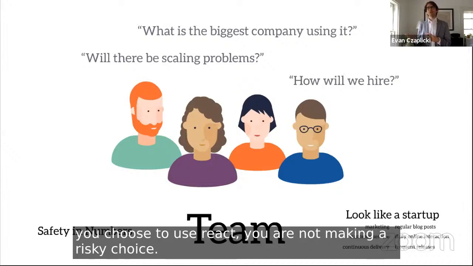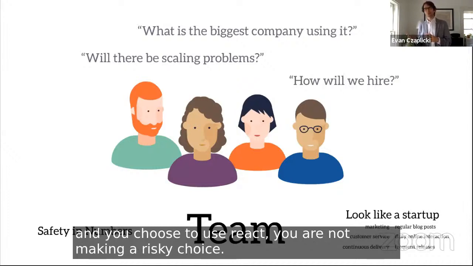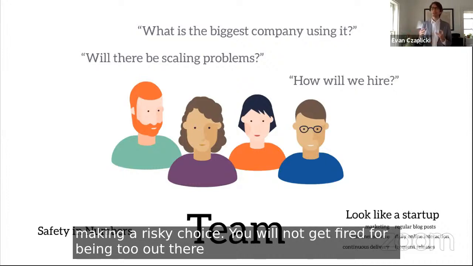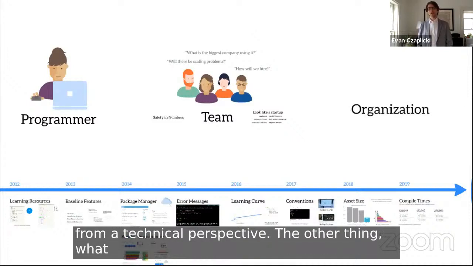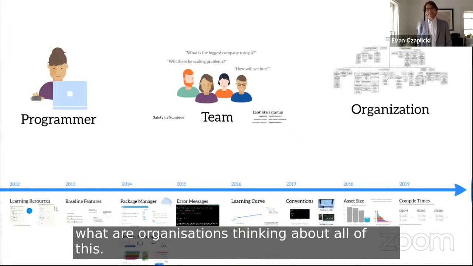Like you're not going to get fired for being too out there, or you're not going to have to fight with anybody. And so I don't know to what extent you can address that from a technical perspective. So the other thing to think about is, what are organizations thinking of all this? And it's like, they kind of don't care.